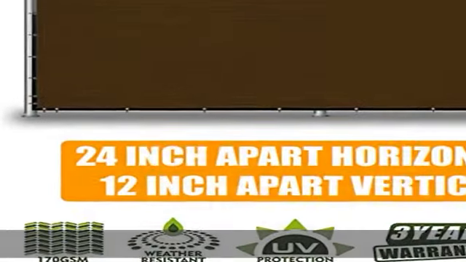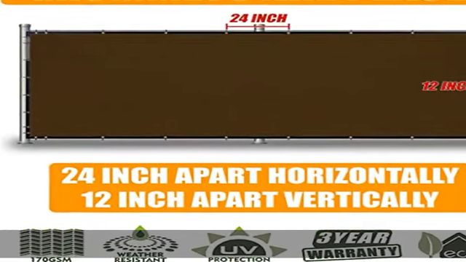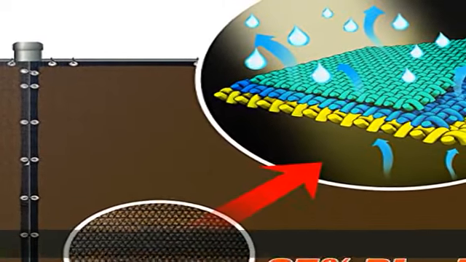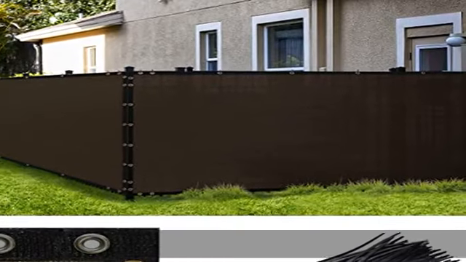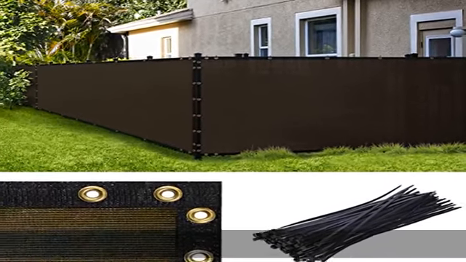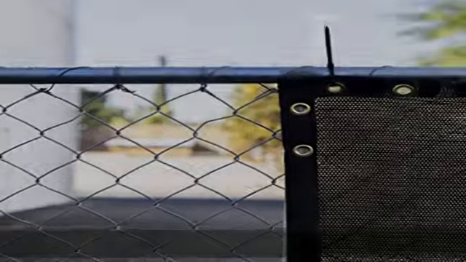Edges are finished with heavy duty beige bindings and stainless copper grommets. All stitching is reinforced. Grommets are placed every 1 foot vertically, 2 feet horizontally, and each corner has 4 grommets. Easy to install with included cable zip ties.